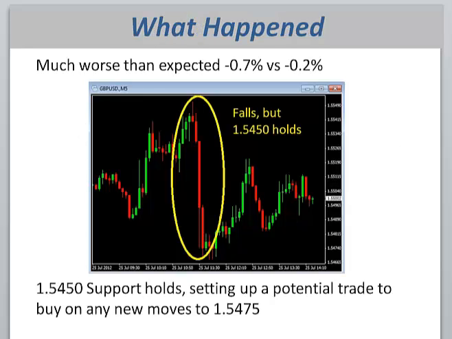Okay, so what happened, as we mentioned before, is the news was worse than expected. It was negative 0.7 versus negative 0.2. It led to a nearly 100 pip drop in the pound dollar right as the news came out. But even though there was this huge fall, we saw that 154.50 held. The support stayed strong there. So the fact that the 154 level stayed strong and the support held means that there were buyers in the market.